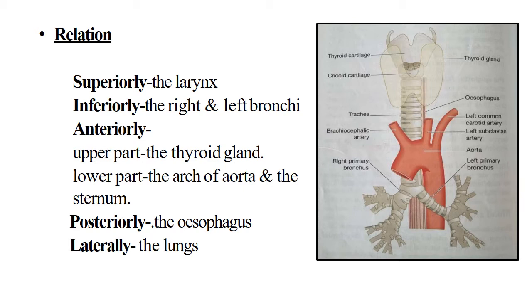Now we'll see the relationship of the trachea. Superiorly there is the larynx, inferiorly there are right and left bronchi, anteriorly in the upper part there is the thyroid gland, and in the lower part there is the arch of aorta and the sternum. Posteriorly there is the esophagus, and laterally there are lungs.